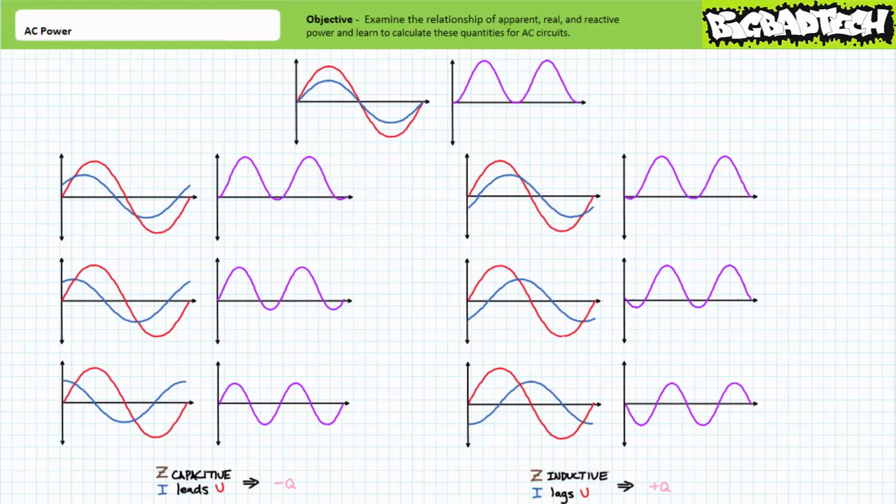Finally, and most importantly, 4. As current increasingly leads or lags voltage, real power decreases and the absolute value of reactive power increases. Similarly, it can be said that as current progressively becomes more in phase with voltage, real power P increases and the absolute value of reactive power decreases.